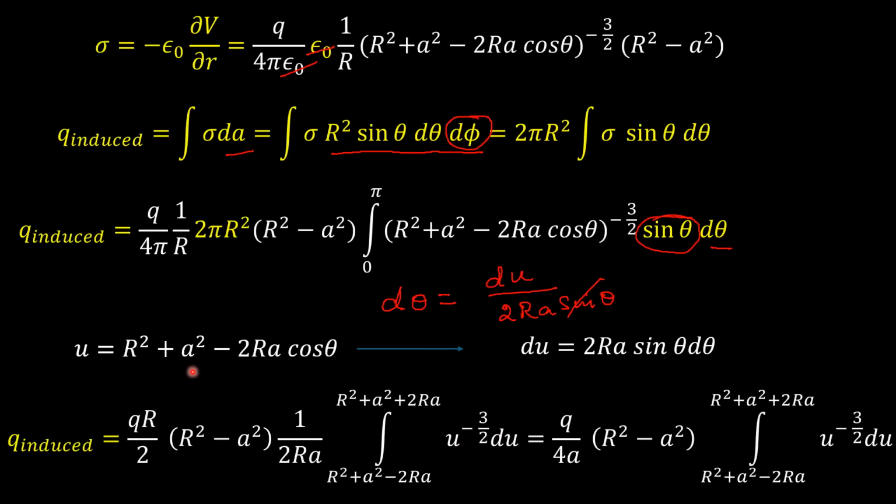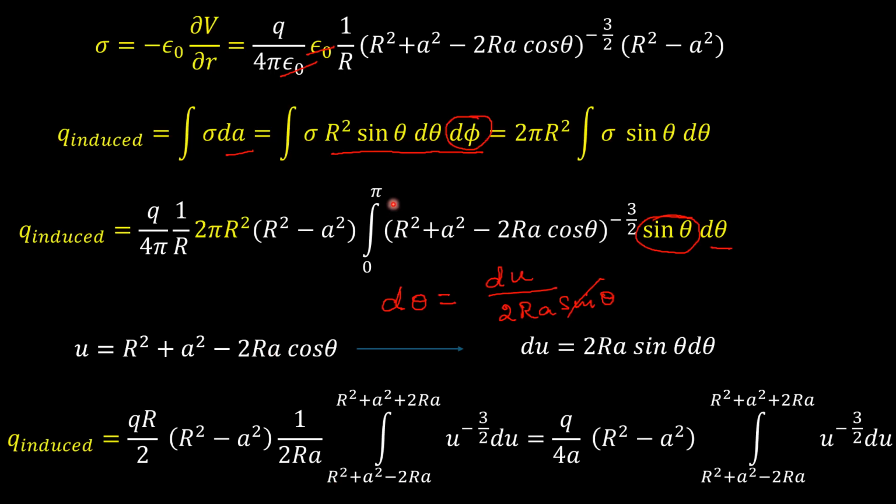Now I have to change the limit also. What will happen if theta is equal to 0? Cos 0 is 1. So for the lower limit, cos theta will be 1. So this will become R squared plus a squared minus 2Ra.